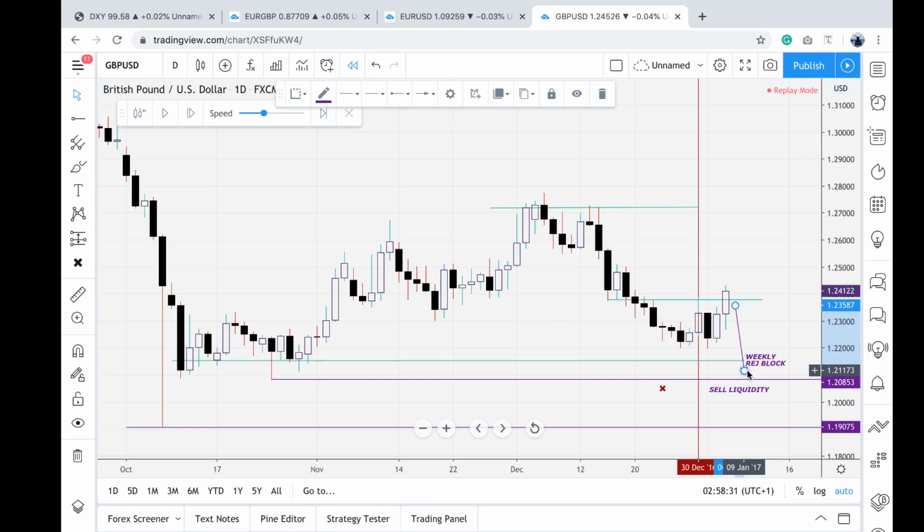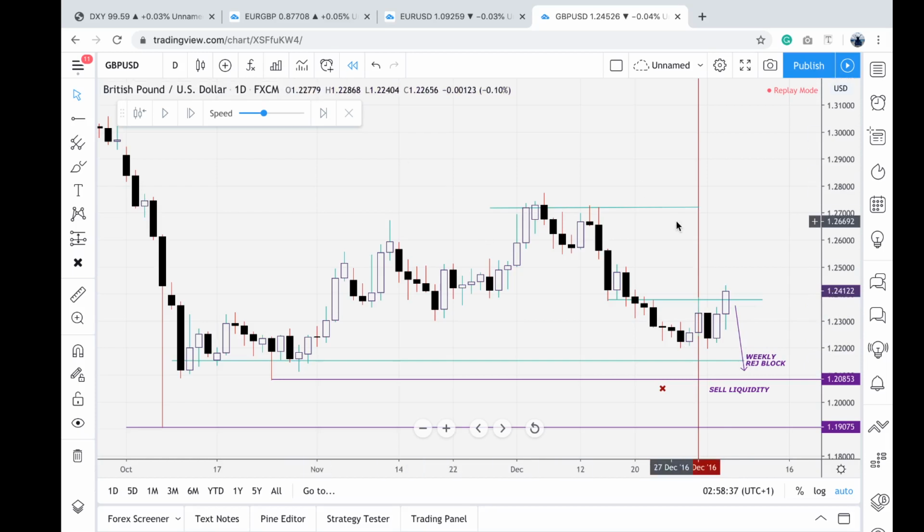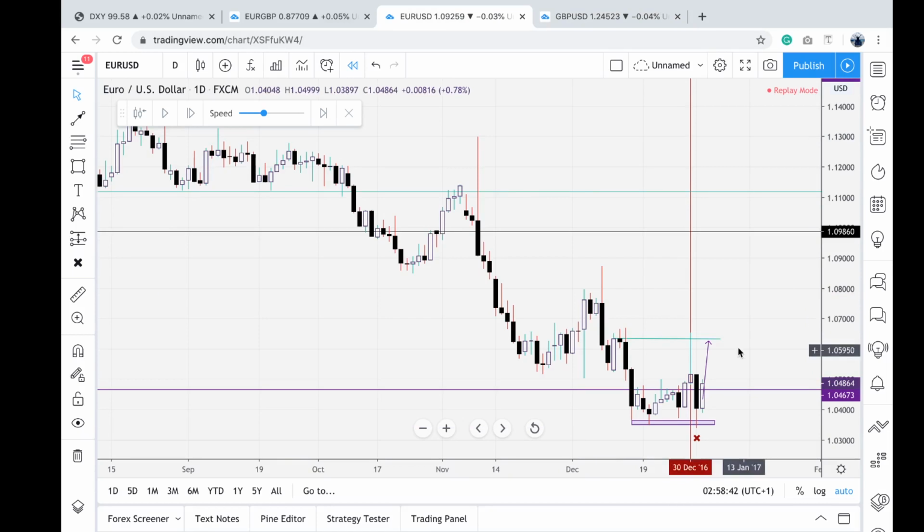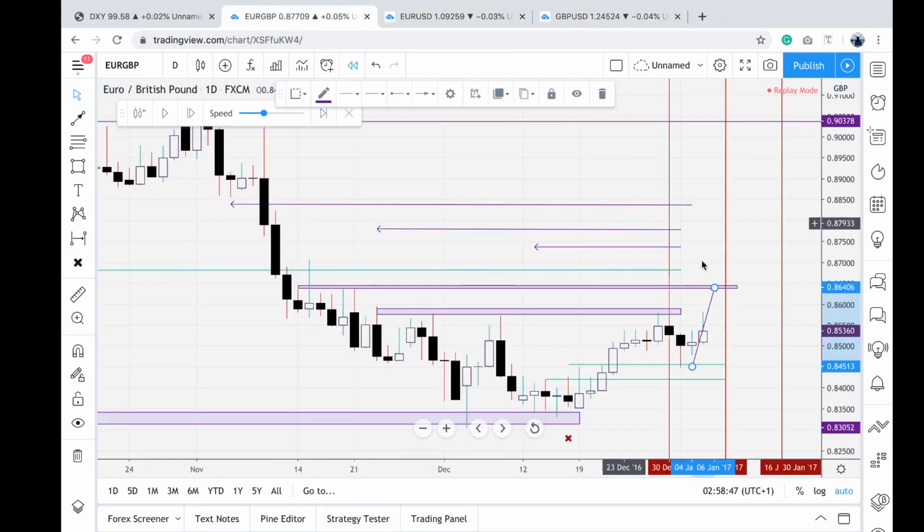So I would probably stay out of British Pound USD until I see that downside target met, or price on Thursday shows me something different. Whilst Euro USD, I'm looking for more upside. And if I'm still expecting that downside, I feel like we could see a very explosive move on Euro Pound on Thursday. So now let's see what the market does.